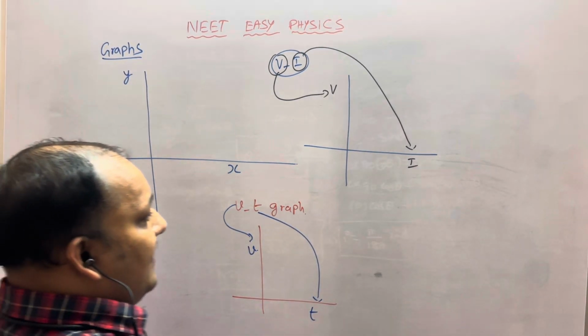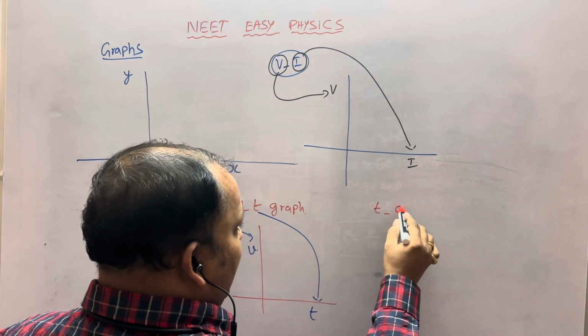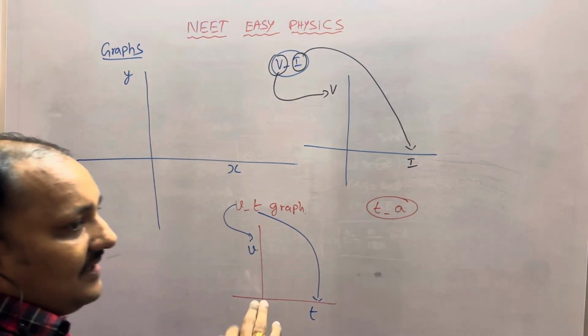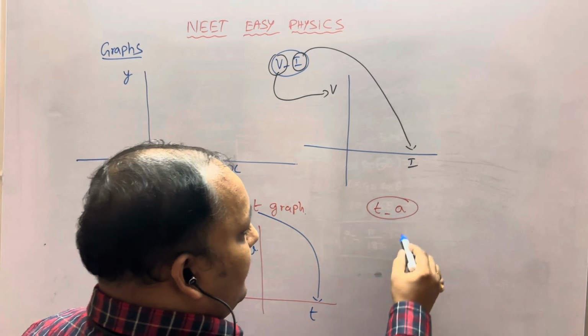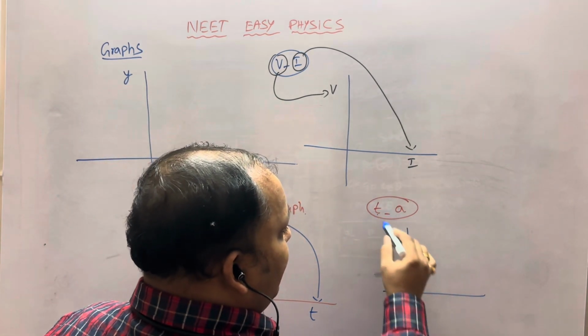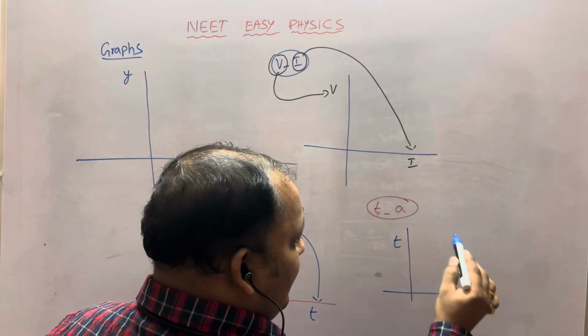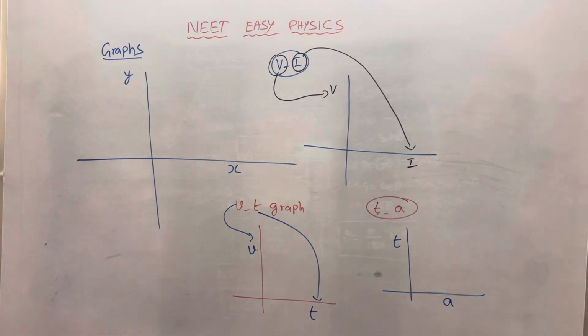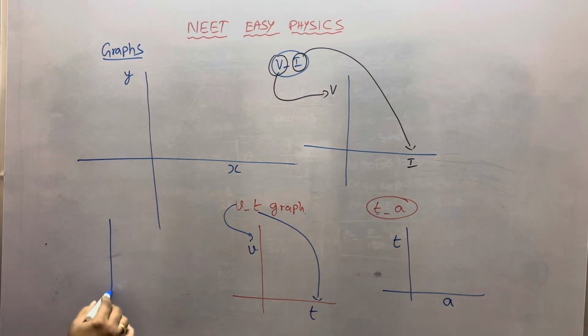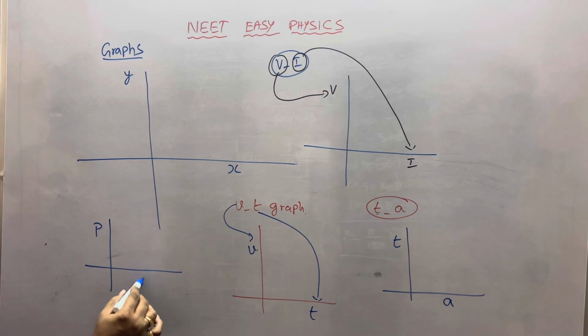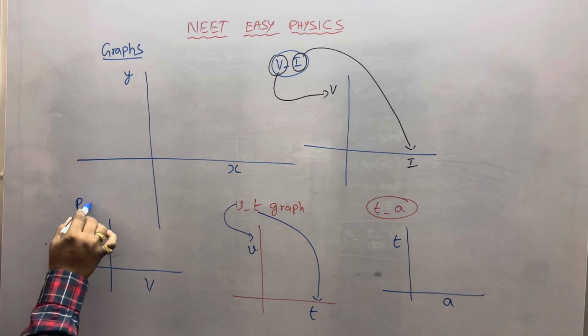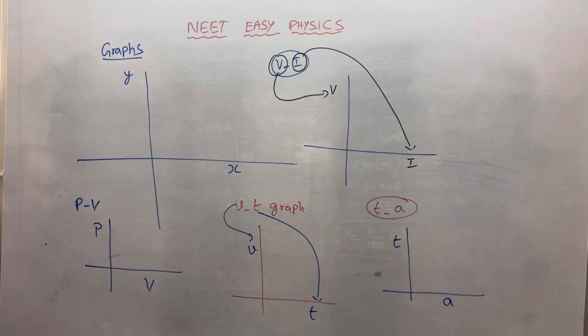Let us assume they are asking a time acceleration graph. Then time should be on the y-axis, acceleration on the x-axis. A PV graph they will say. PV graph means P is on the y-axis, V is on the x-axis. So like this we have to take. Then how to find slope and all these we will see now.